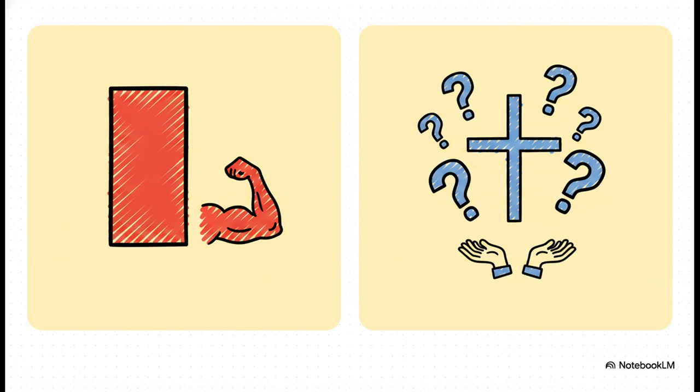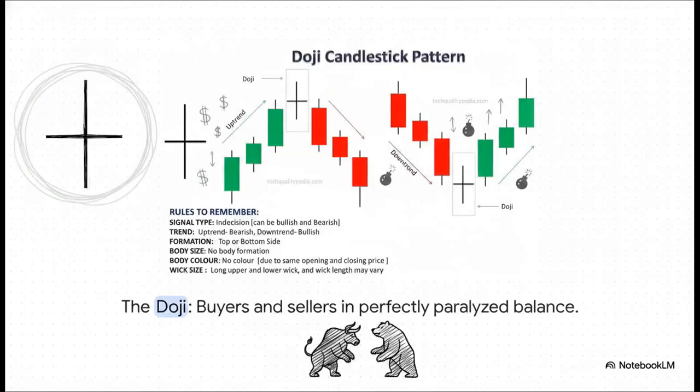Notice how the doji almost looks like a cross. Interestingly, the word doji is actually a Japanese term that translates to the same thing. It gets this name because the opening price and the closing price are nearly identical. There's practically no real body here. The market opened, fought violently up and down, and then closed exactly where it started. Buyers and sellers are locked in a perfectly paralyzed state of balance.